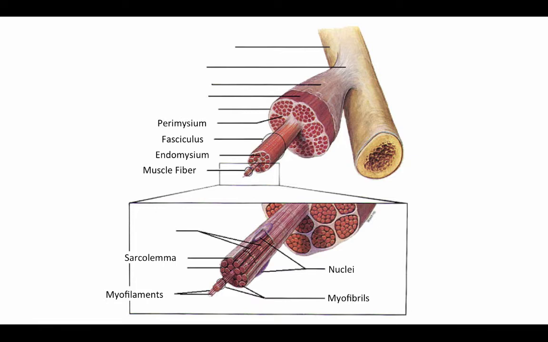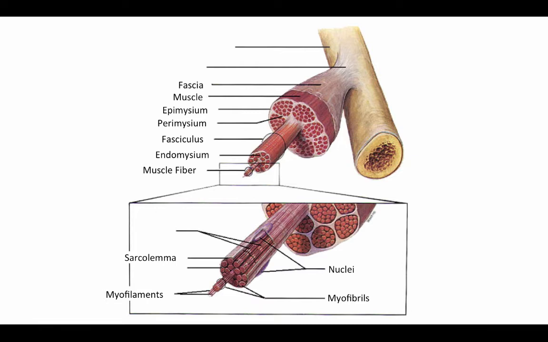A whole bundle of these fasciculi is surrounded by another layer of connective tissue called the epimysium, which surrounds this entire organ called the muscle. So a whole bundle of fasciculi forms a muscle, and they're surrounded by epimysium. In addition to that, they're going to be surrounded by a layer of loose connective tissue called fascia.